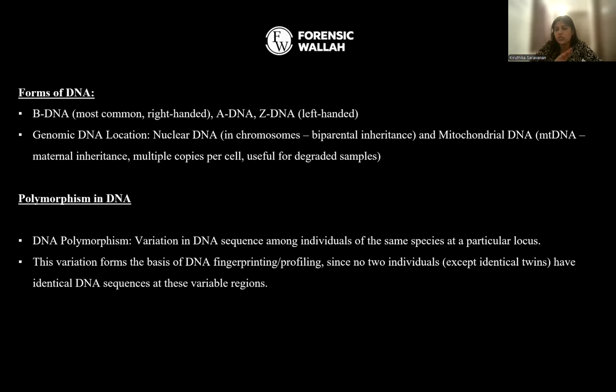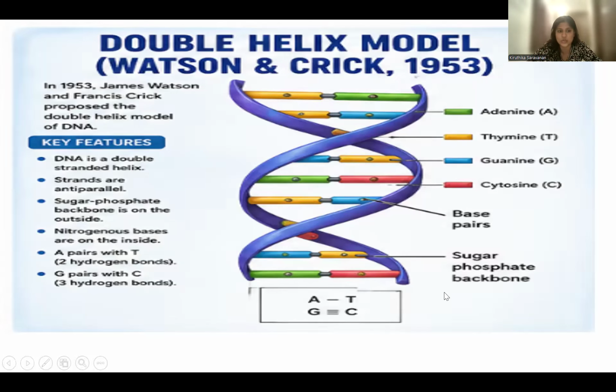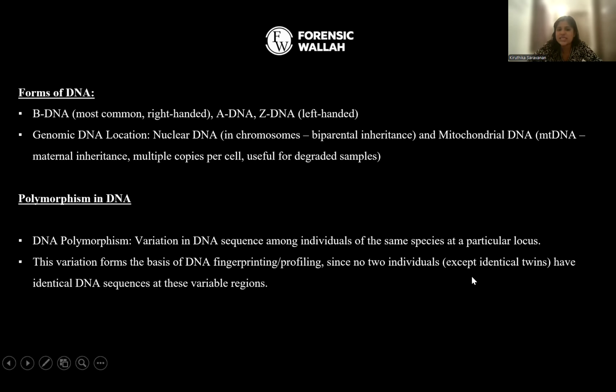No two individuals will have the exact same DNA sequence, except in case of identical twins. Identical twins alone will have the exact same DNA sequence. Everyone else will have at least one or two nitrogenous base pair differences. Okay, so that is about the forms of DNA and polymorphism in DNA.